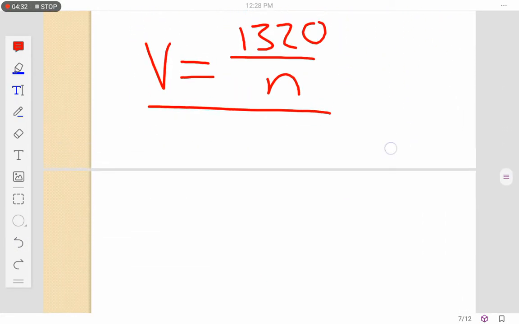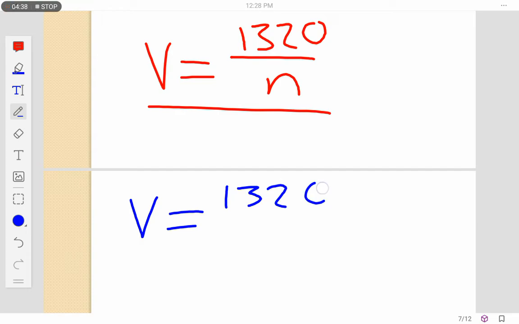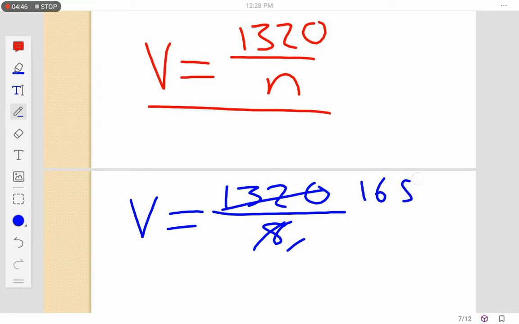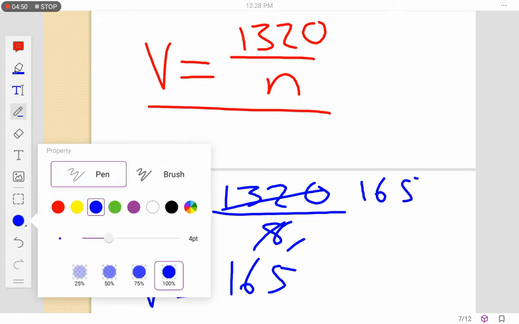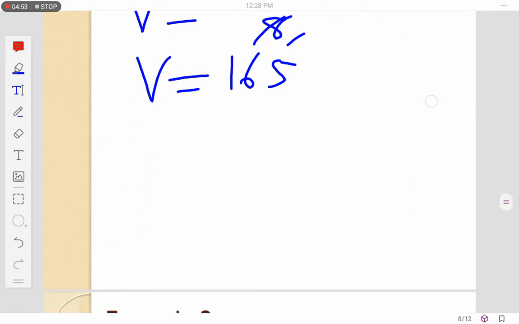So we have V is equal to 1,320 over n, and n is 8. This one is straightforward. 1,320 divided by 8, we get 165. So V is 165. Okay, let's move on to the next example.